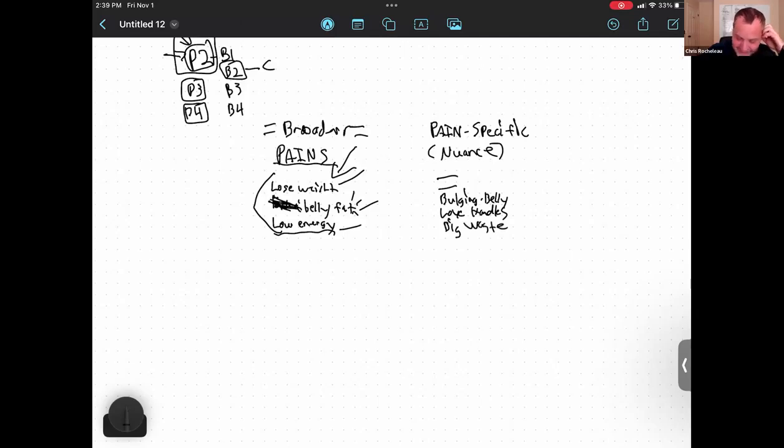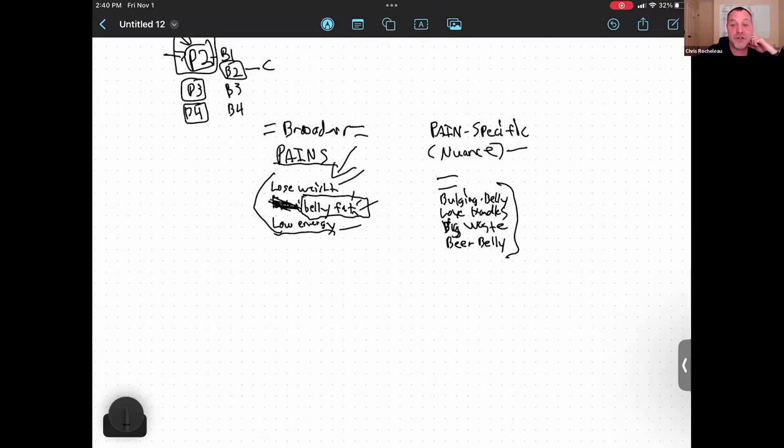Big waist. In Oz, it's beer gut. Yeah, beer belly. We say beer belly a lot in the States, beer gut, beer belly, bulging gut. So now you're testing the nuances of basically the same thing, but you're finding the best way to say it to see what people respond to.